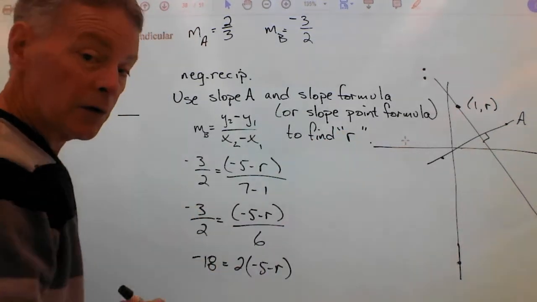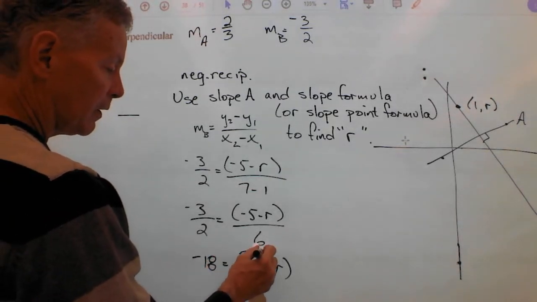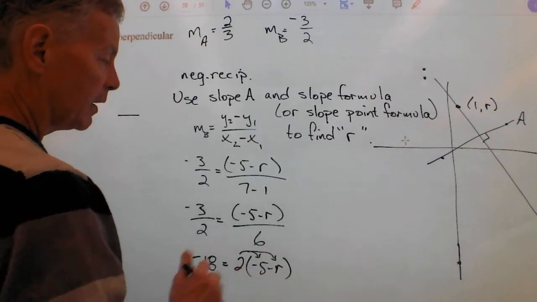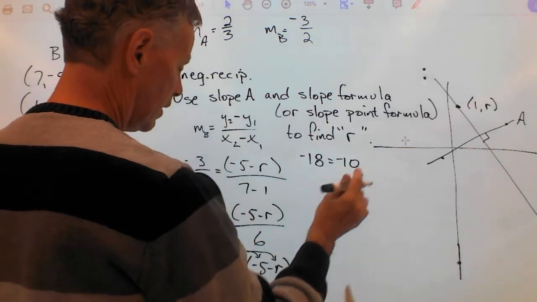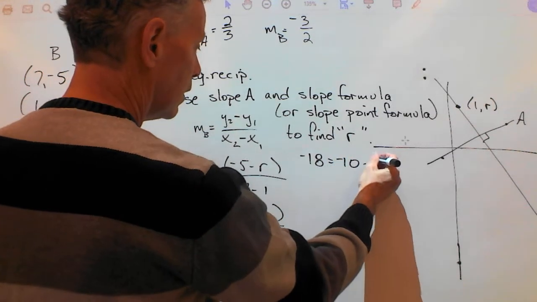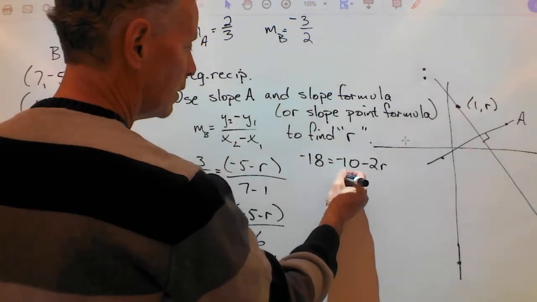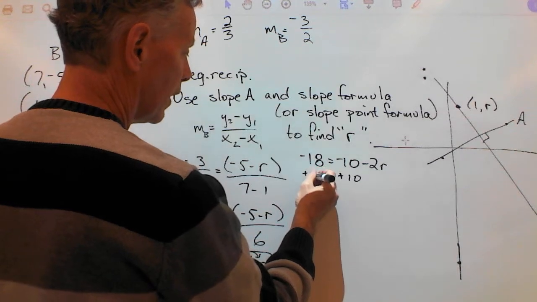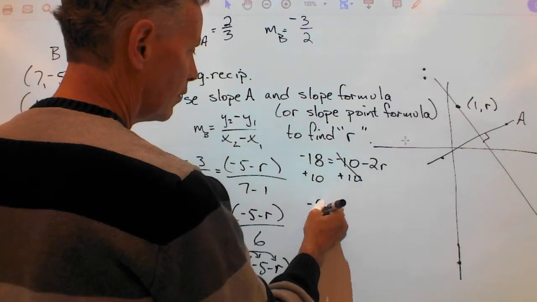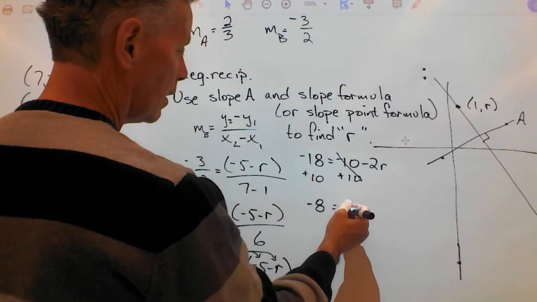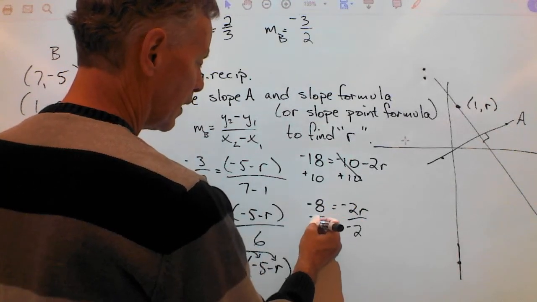We'll bring it back up here so you can actually see it. Remember, we're going to simplify the right side by distributing 2 over everything inside here. That gives us negative 18 equals negative 10, right? 2 times negative 5, minus 2r. And then we isolate the variable. Add 10 to both sides. Always do adding and subtracting first. They cancel. We have negative 8 here. Okay. Equals negative 2r. Get rid of the negative 2 by dividing both sides by negative 2.